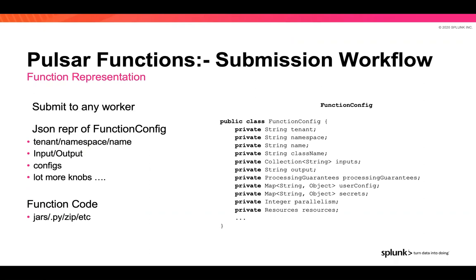It's agnostic. There's no central point of failure. There's no one way to get in, one way to get out. Any one of those workers will accept the submission of a function. But when you submit it, you have to supply some basic configuration. You can't just say, here's my code, and go run it. You have to specify things like the tenant, namespace, and name.